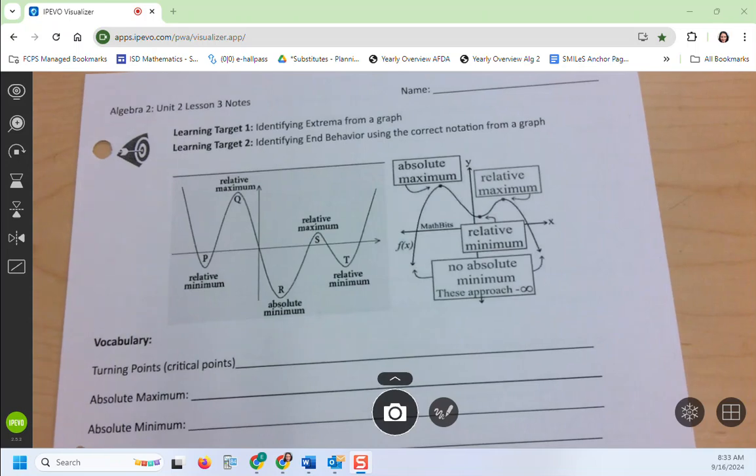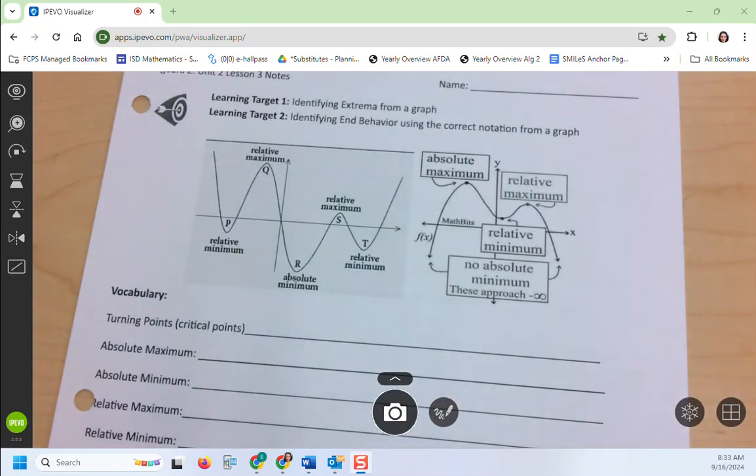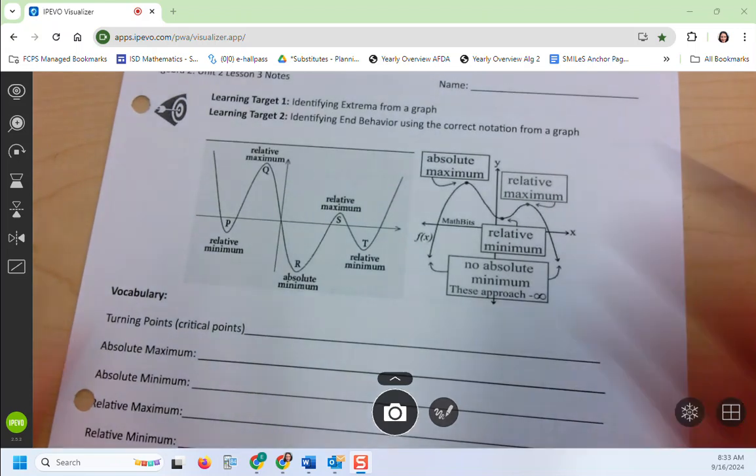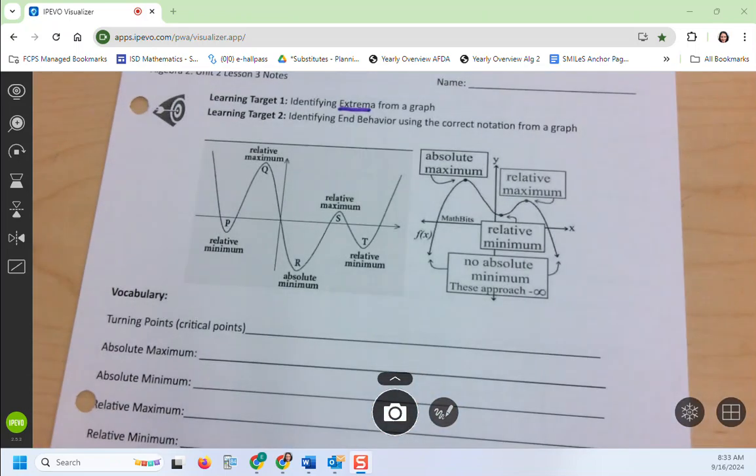So today, our goals are to identify extrema. What word do you hear in extrema? Extreme, right. So these are the extreme values. So extrema are extreme values. Those are the extreme highs and lows.